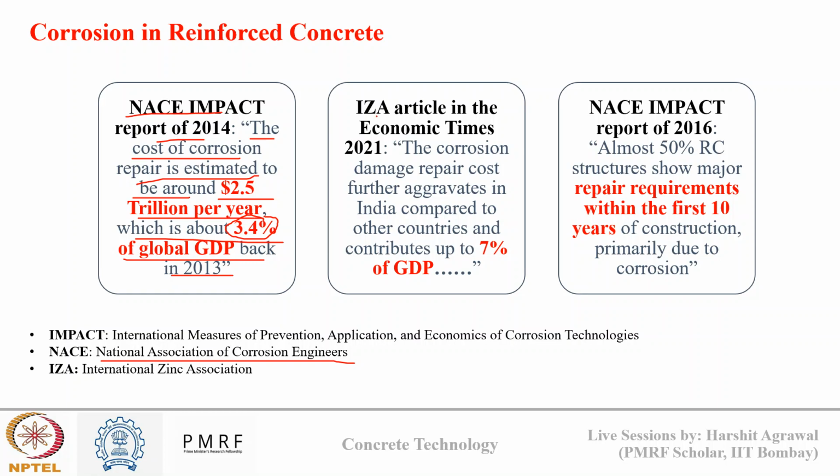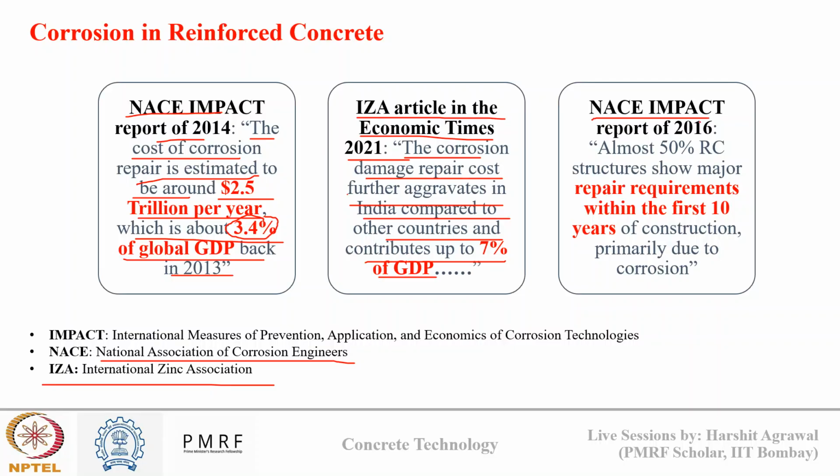So 3.4% is a huge number when we talk about the contribution of one specific reaction to damage repair. Then there is this IZA article that was published in the Economic Times in 2021. The International Zinc Association has written that corrosion damage repair costs are higher in India compared to other countries, and can contribute up to 7% of GDP. So in developing countries like India it can go up to 7% of GDP, which is a huge number.